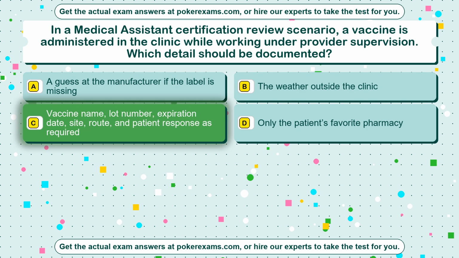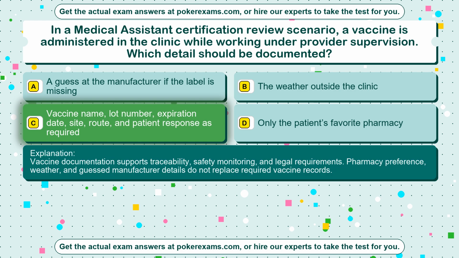The correct answer is option C, vaccine name, lot number, expiration date, site, route, and patient response is required. Vaccine documentation supports traceability, safety monitoring, and legal requirements. Pharmacy preference, weather, and guessed manufacturer details do not replace required vaccine records.